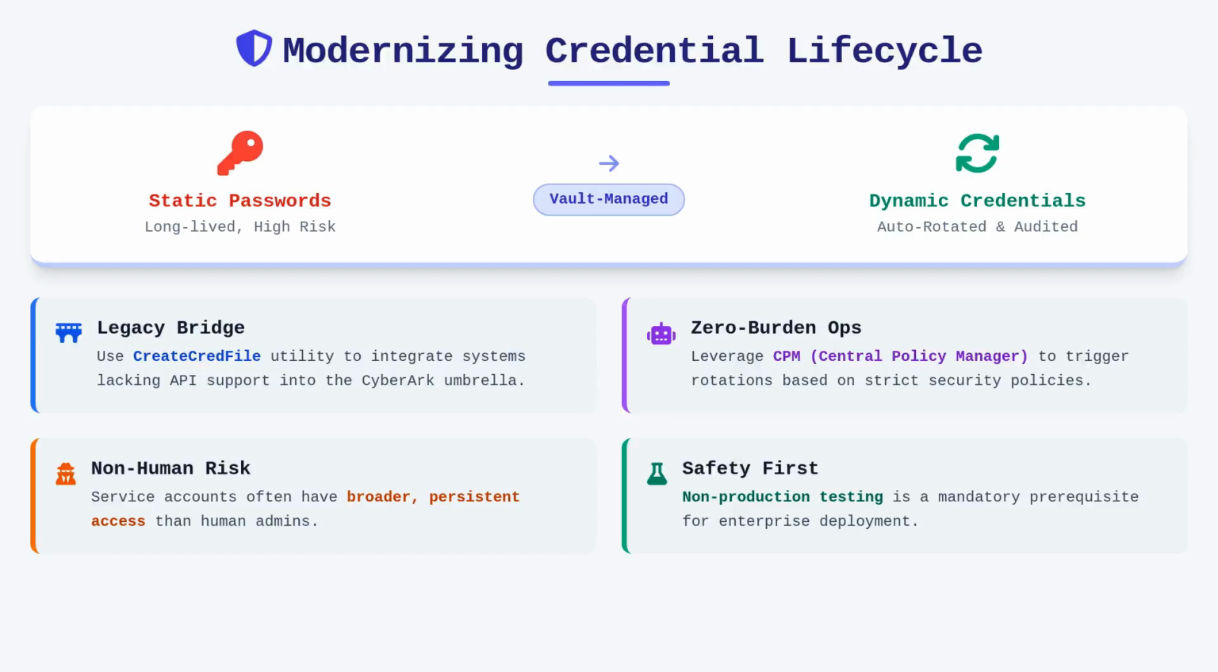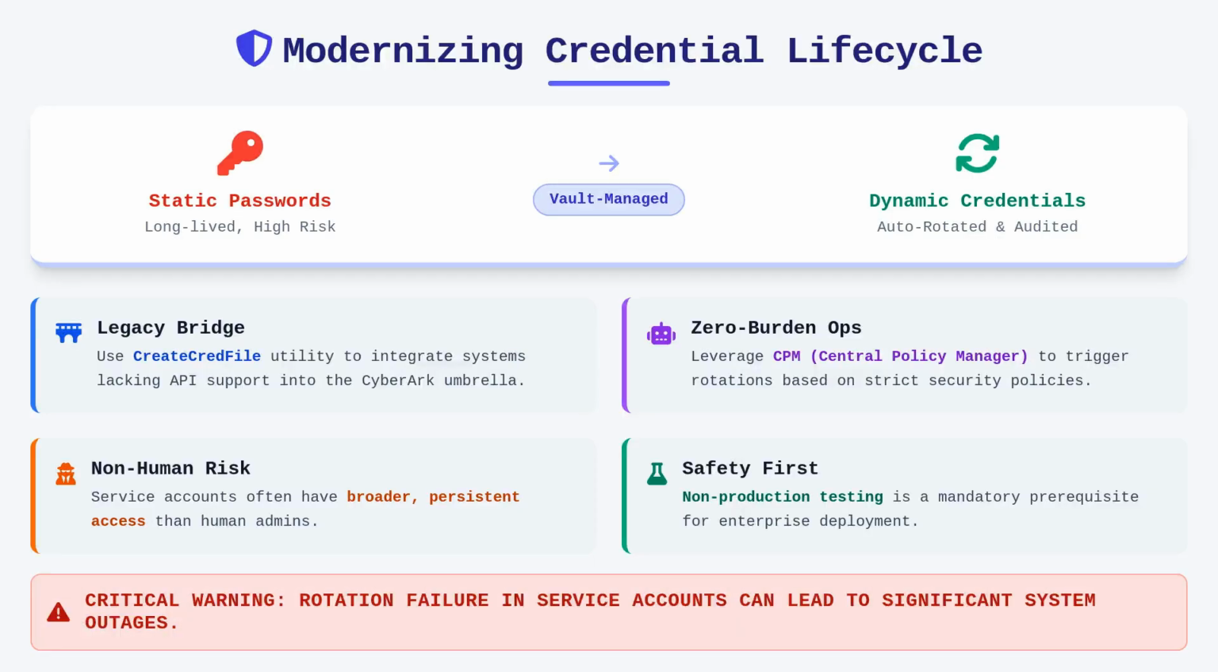Keep in mind that securing these non-human identities is often more critical than managing human admin accounts, as service accounts frequently possess broad, persistent access across the network. If these accounts are compromised or their rotation fails, the resulting impact can be significant. So testing your rotation policies in a non-production environment remains a prerequisite for any enterprise-grade deployment.